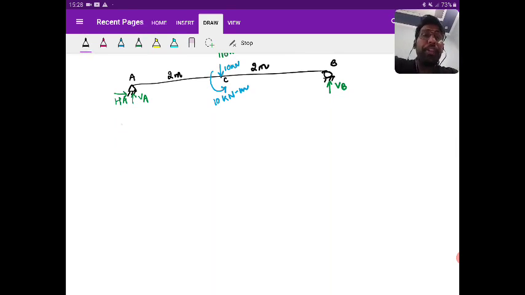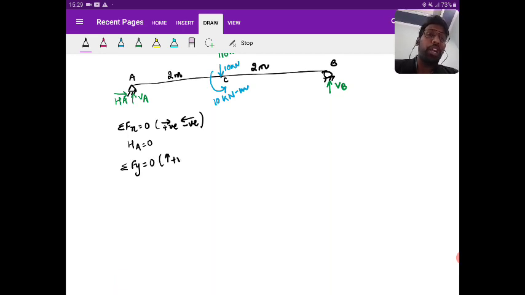So what I can write? What I can write first, summation Fx equal to 0. Right. Let us say right as positive, left as negative. So from here I can write HA is equal to 0. Next I am writing summation Fy equal to 0.